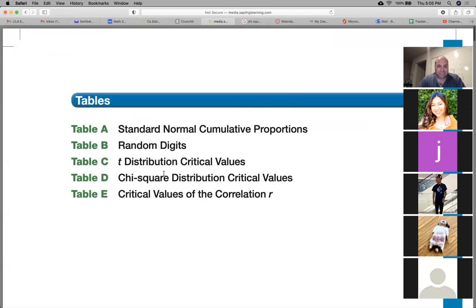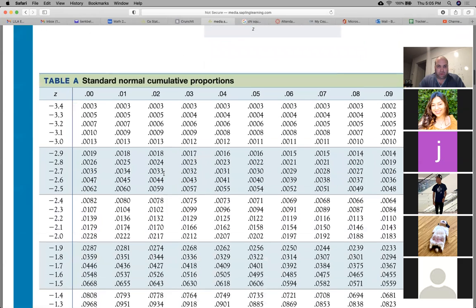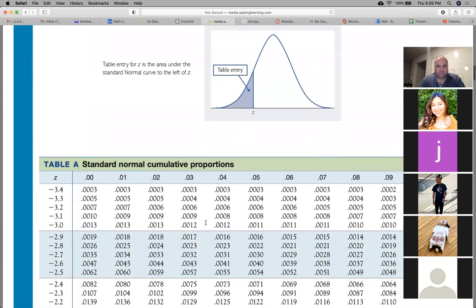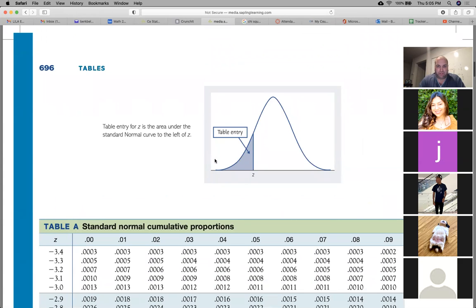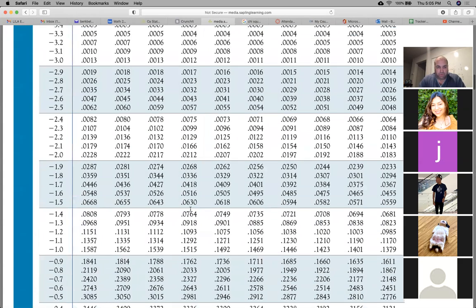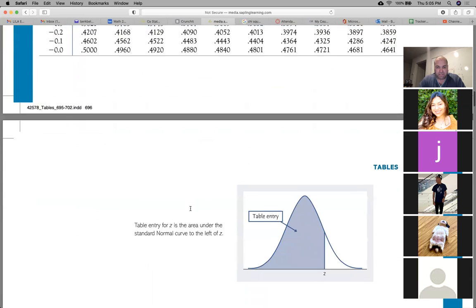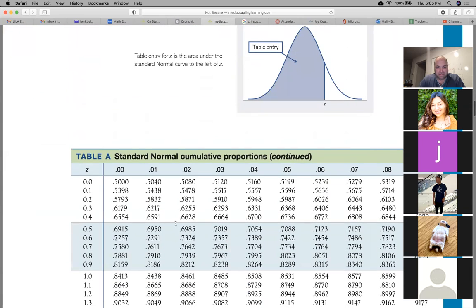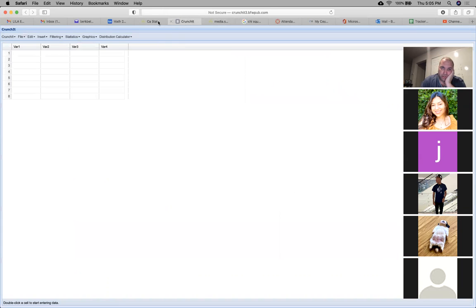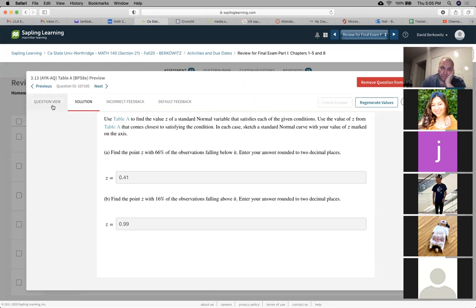So 66% of the observations. So we can have a probability of 0.66 to the left. How do I know it's to the left? Because this thing here tells me it's to the left. Here's my Z and it's to the left. So I'm looking for 0.66, 66%. 0.66 is between these two numbers. This is 0.0009 away. And this is 0.0028 away. So this one is closer. So we're going to use 0.41 as my Z. And that was in fact 0.41.